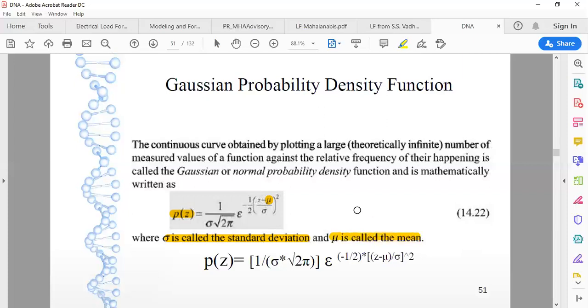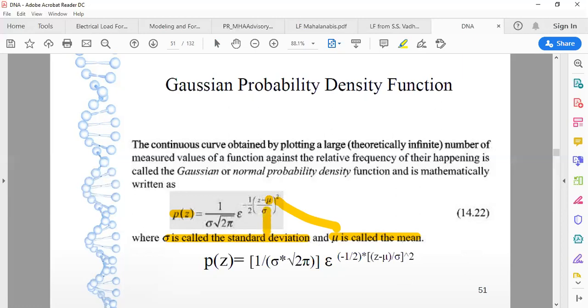Once again, I am mathematically repeating the same thing: the probability of occurrence of a z value is represented by the Gaussian probability density function, which equals 1 by sigma under root 2 pi, into epsilon raised to minus half, in brackets, z minus mu divided by sigma, whole square. Here, z is the value of the variable, mu is the mean value, and sigma is your standard deviation.